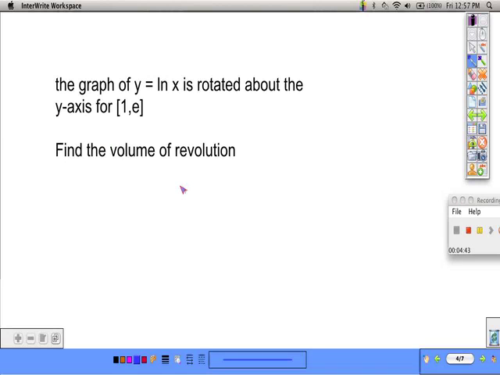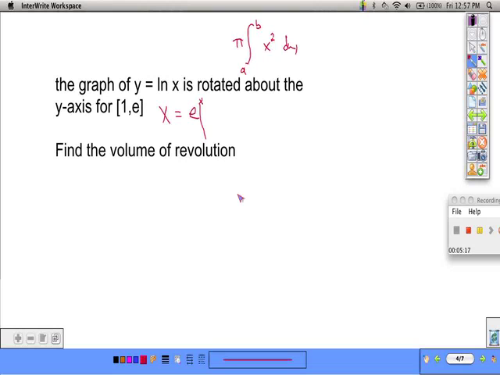One thing to notice about this problem is that we aren't rotating about the x-axis, we're rotating about the y-axis. So we need to rearrange this problem. The integral that we're going to be looking at is pi from a to b of x squared dy. So what we need to do is rearrange this equation so that it's x equals instead of y equals.